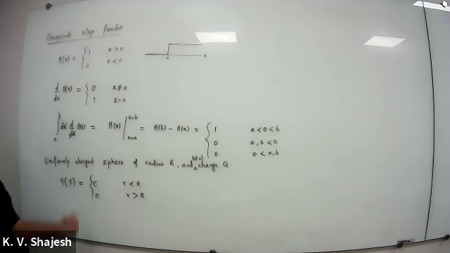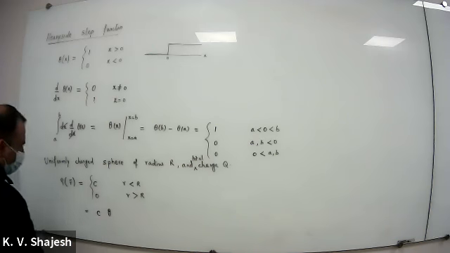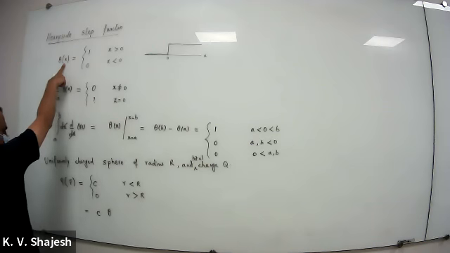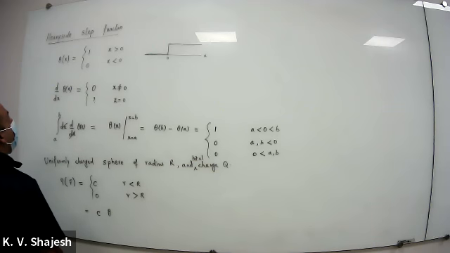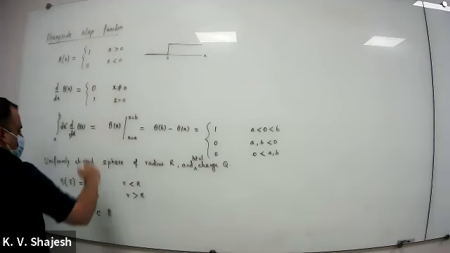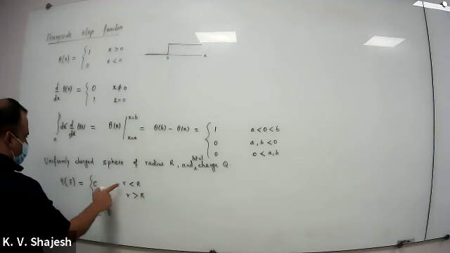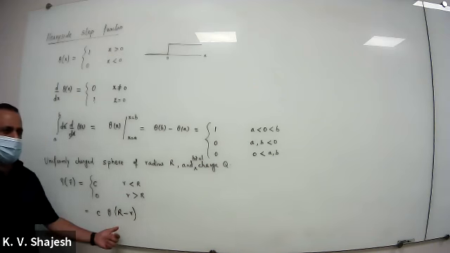But that can be captured using the step function. So this is c times the step function. I have the step function survive when x is greater than 0. So I have to get this, so it is capital R minus r. Is that clear how I'm writing this?